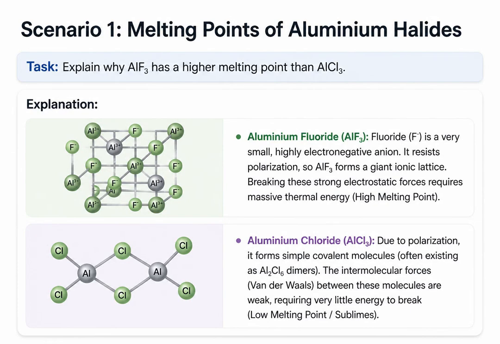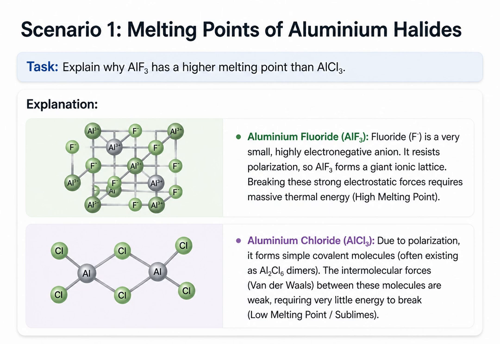The student also wonders why aluminum fluoride has a dramatically higher melting point than aluminum chloride. Building on our previous explanation, fluoride is a very small, highly electronegative ion. It completely resists polarization by the aluminum ion. As a result, aluminum fluoride forms a massive, continuous, giant ionic lattice. Melting it requires breaking incredibly strong electrostatic bonds, which takes a lot of heat energy.